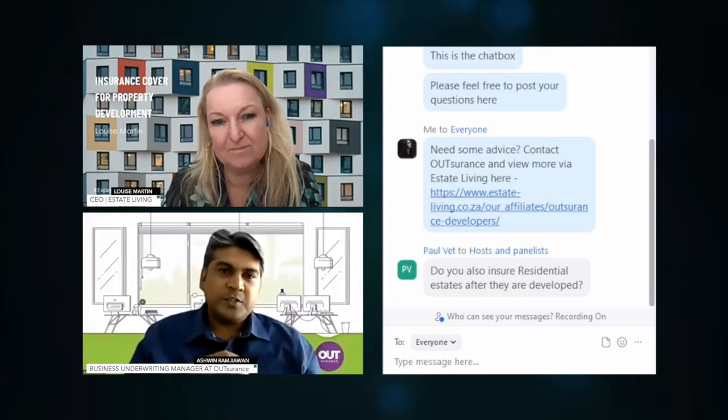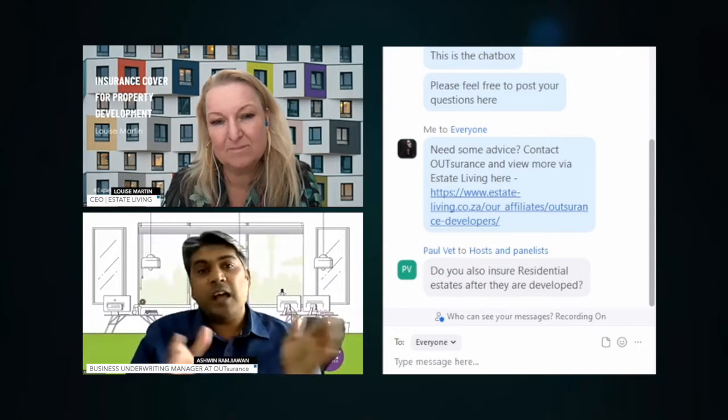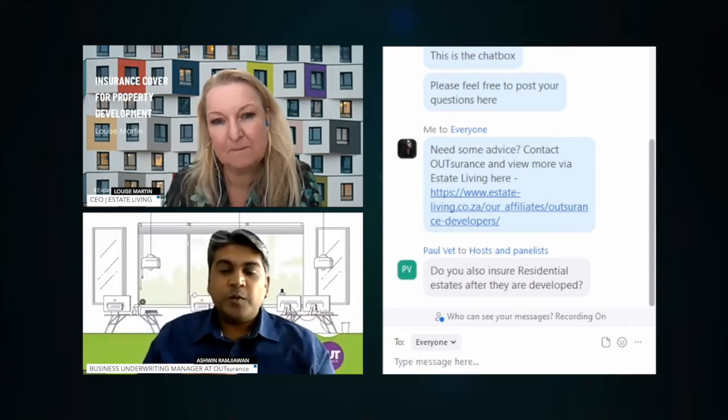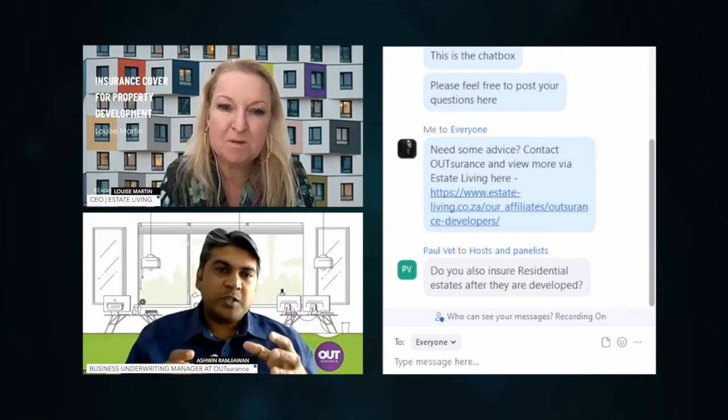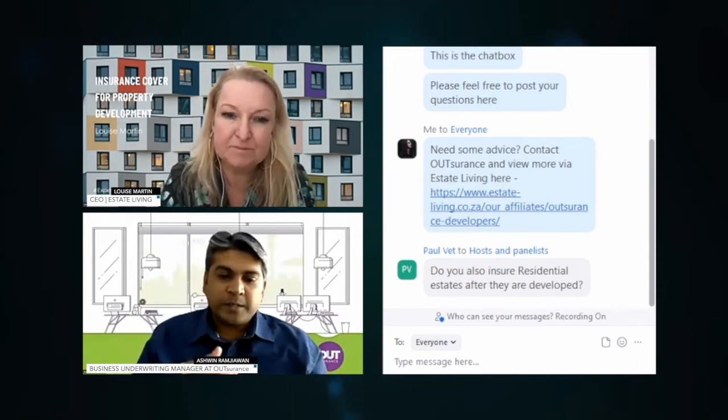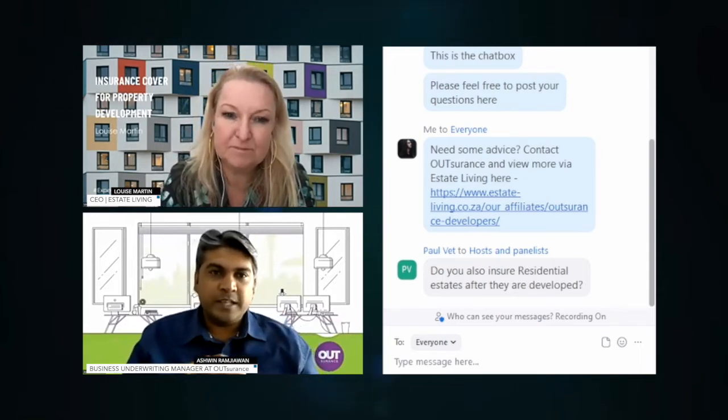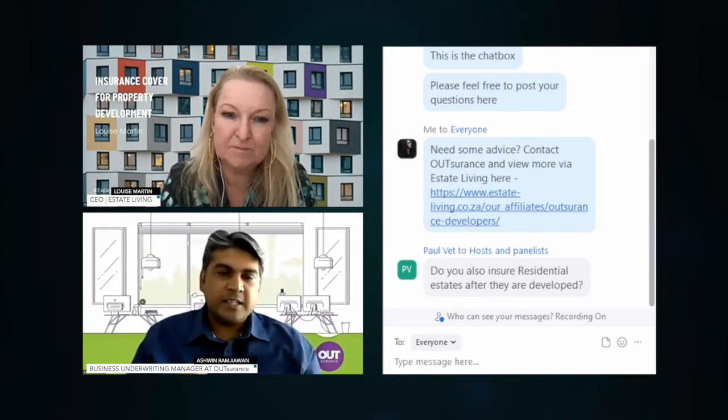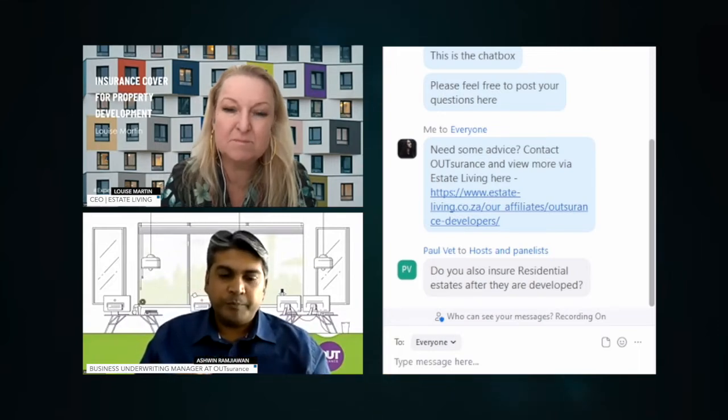They put a snag list together. That builder will obviously come in and attend to it even after the work is completed. So the average commercial product will allow up to 12 months for that maintenance period to be attended to, making sure that the snag list is then sorted out, for example.